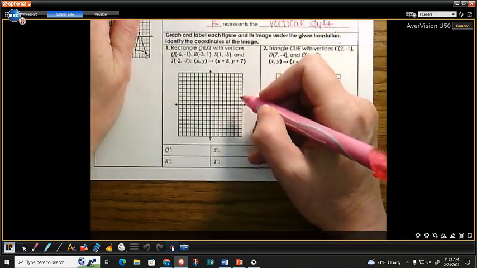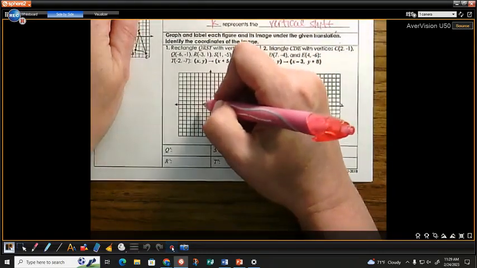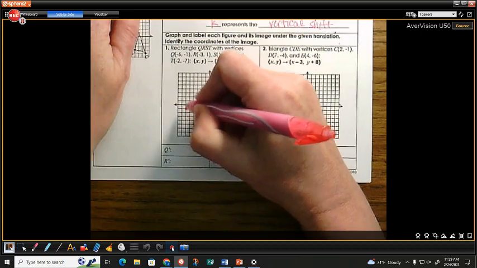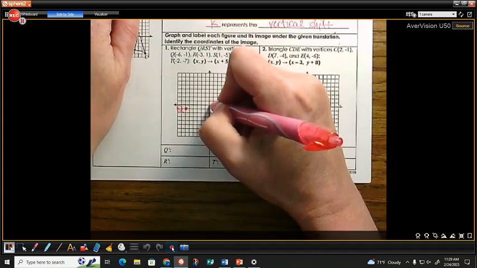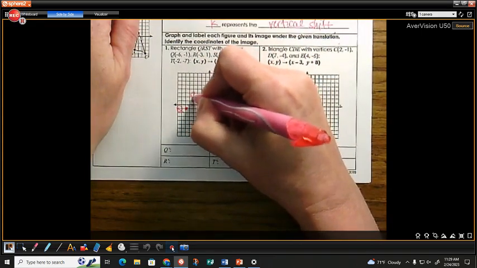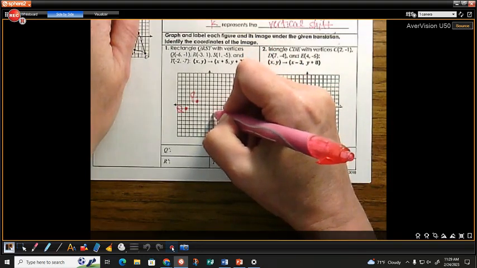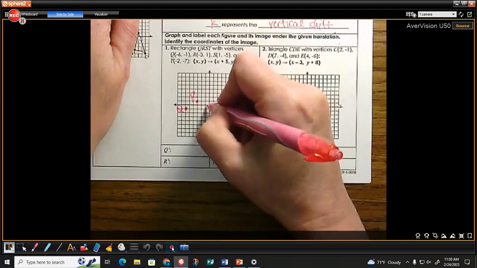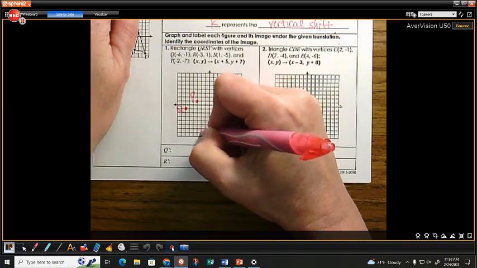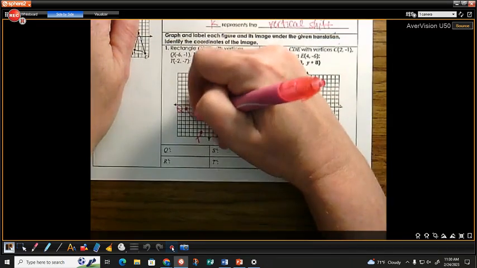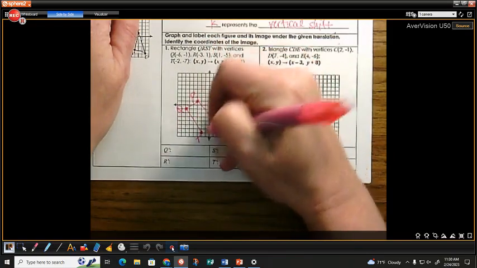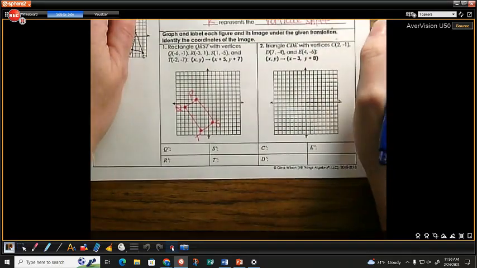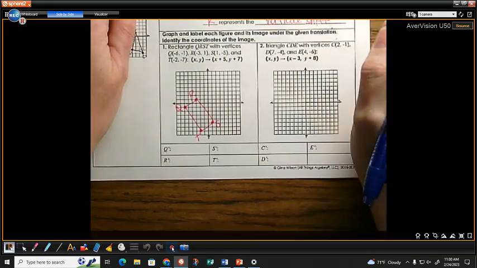I'm going to actually draw the graph for the people at home. Q is at -6, -1. R is at -3, 1. S is at 1, -5. And T is at -2, -7. And so that is my rectangle. That's the pre-image. Okay?